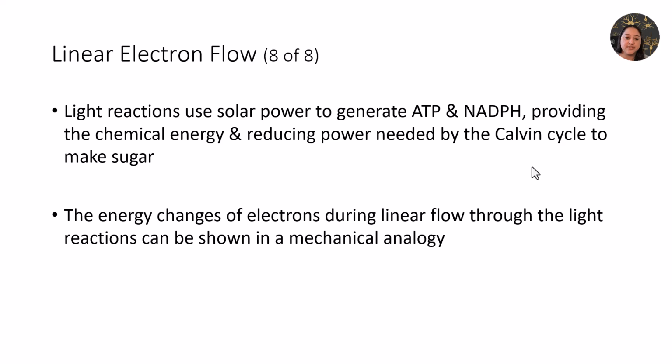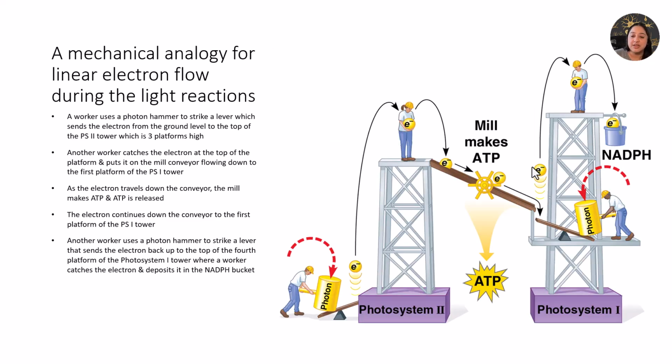And the energy changes of electrons during this linear flow through the light reactions can actually be shown a little bit better in this mechanical analogy. So it's kind of trying to show you how it's transferring energy and electrons. So first there's a worker here that uses a photon hammer. So here there's like a lever and there's an electron ball on this end. And so with the energy from this photon, it jumps this electron up 3 stories.